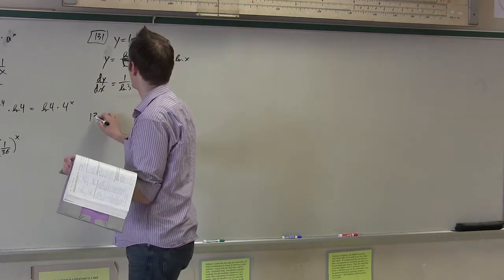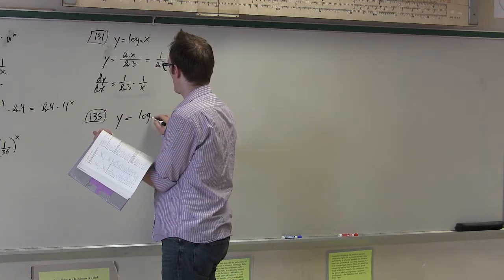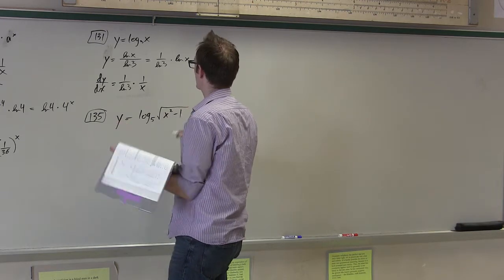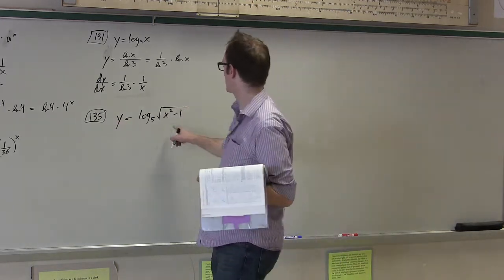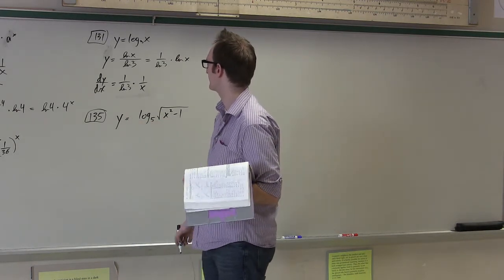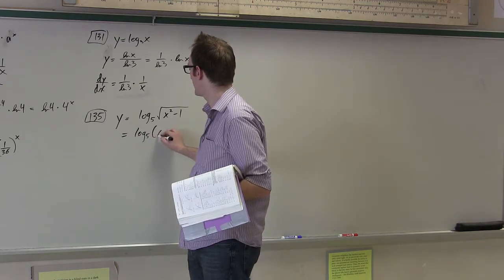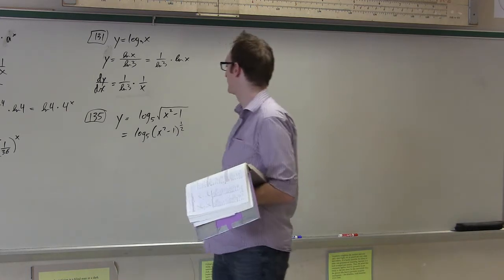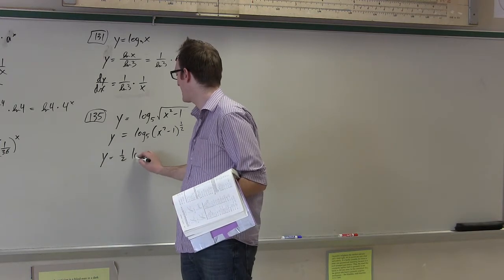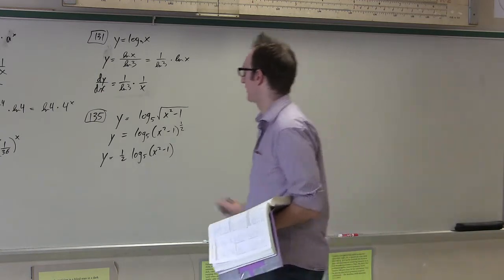135 is basically just another version of the same thing. So this is log base 5 of the square root of x squared minus 1. There's a lot of different ways to do this. Whenever there's logs, there's tons of different ways. But one thing is, that's really log base 5 of x squared minus 1 to the 1/2. So for starters, I could bring down the 1/2. So I could write this as 1/2 log base 5 of x squared minus 1. And then I could just do it, right?